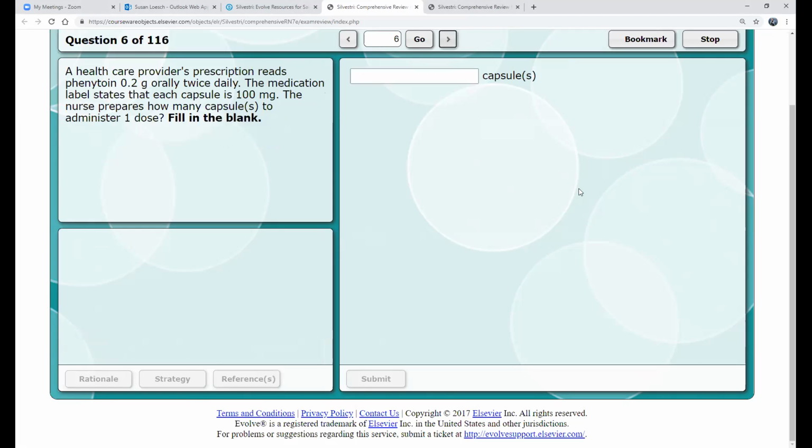Okay, here we have phenytoin, 0.2 grams, okay? Orally twice daily is our desired dose. And on hand, we have 100 milligrams. So how many capsules are we gonna give? So what's the first thing you gotta do? Convert 0.2 grams to milligrams. Correct. I think you're gonna give 2.